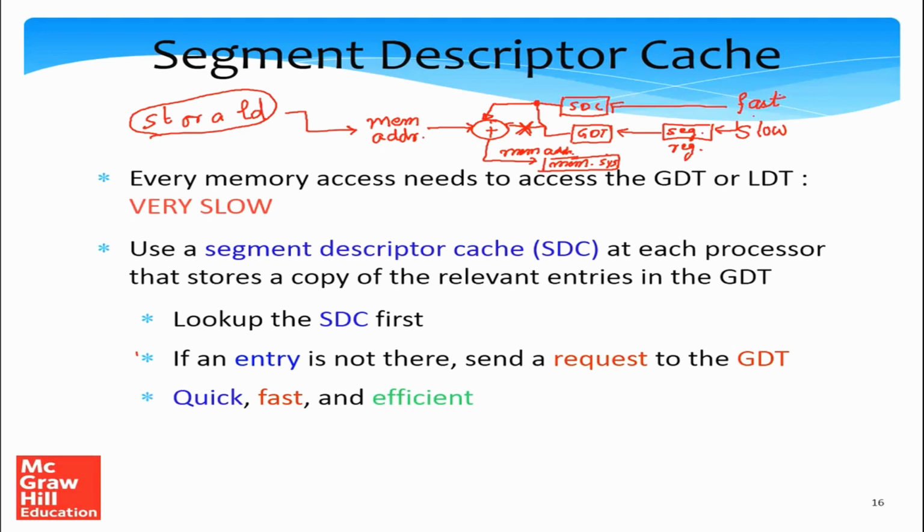So what is the idea? We look up the SDC first. If an entry is not there, then only we get it from the GDT and we populate the SDC. Otherwise, we take the value from the SDC. So this method is very quick, fast and efficient, and almost hides the fact that we are adding an additional level of work to every memory access. This fact gets hidden with modern hardware, and we'll discuss how in chapter 9. But the important point is that with a segment descriptor cache, things become really fast. You don't have to access the GDT for every single memory access.